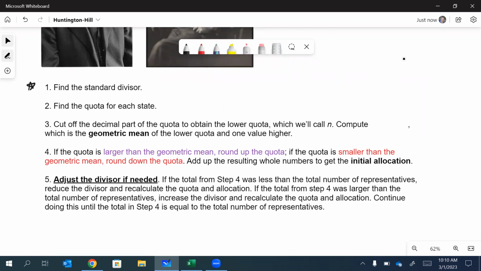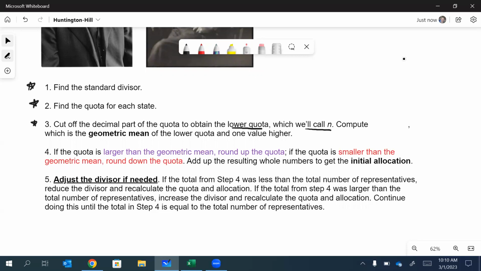Steps 1 and 2 are going to look very familiar. We're going to find the divisor the way we have before, total population divided by the number of seats. Number 2, find the quota for each state by dividing the state population by the standard divisor from step 1. Something new in number 3 here. Cut off the decimal part to obtain the lower quota. Now that's the same as before, but we're going to call that n. For example, if our quota is 12.215, we would cut off the decimals and call it 12, and then n would become 12.